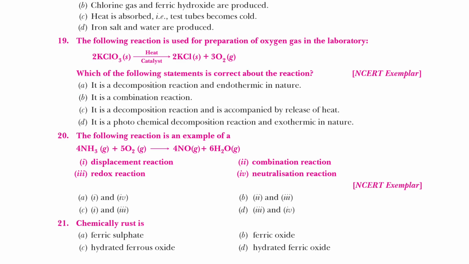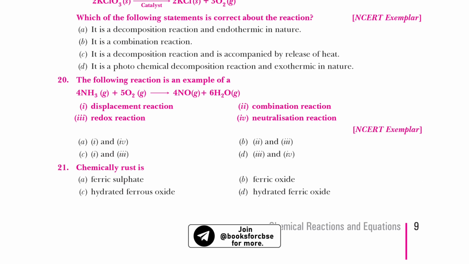Next, question number 20. Which of the following is an example of this reaction? In question number 20, NH3 accepts oxygen, that's why oxidation occurs, and oxygen accepts hydrogen. Oxygen is accepted by nitrogen, and hydrogen accepts oxygen, and this one is a redox reaction.